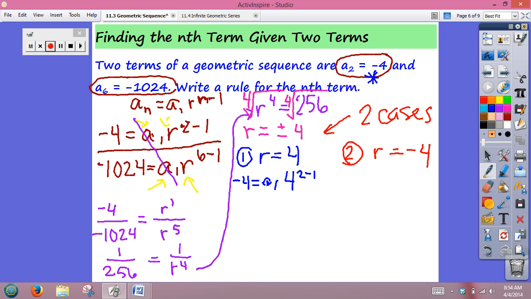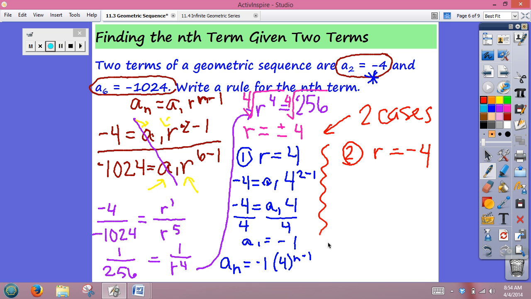Okay, so from here, then we just simplify, simple algebra again. We get negative 4 equals a1 times 4, divide by 4 on both sides, and we get that a1 equals negative 1. So in our first case, we get our rule is an equals negative 1 times a positive 4 to the n minus 1.